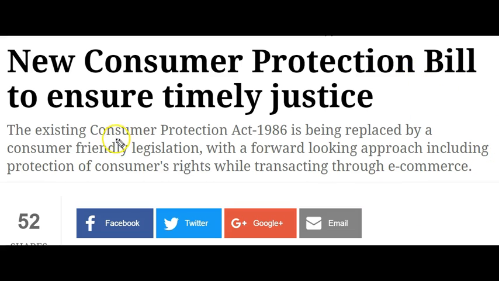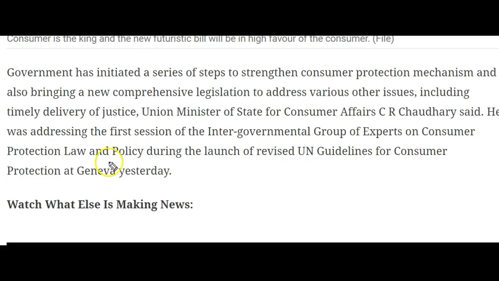At present, consumer rights are protected by the Consumer Protection Act 1986. Recently, in Geneva, the United Nations guidelines for consumer protection have been launched. So the revised United Nations guidelines for consumer protection have been launched. So prepare thoroughly on this topic. It's an important area for the mains examination. What are all the revised UN guidelines and so on.